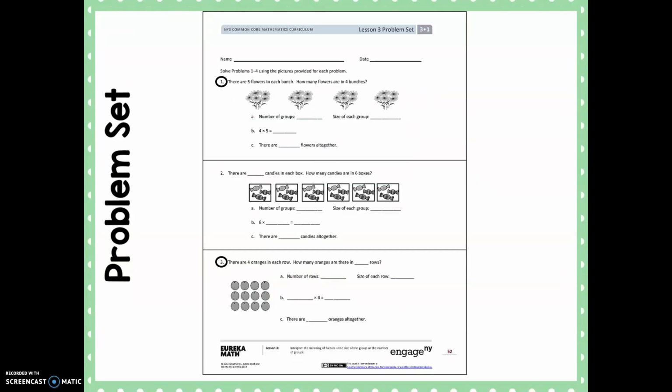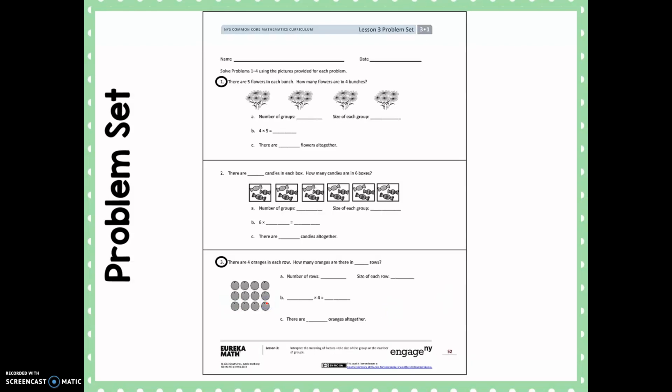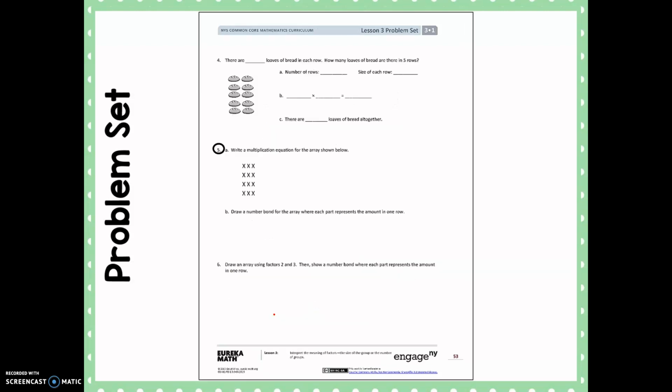Okay, so now we're going to have our problem set problems, which are on Seesaw, and you are going to be working through number 1, number 3, and number 5. Okay, so the first two, they'll show you pictures and ask you for the number of each group and the size of each group. And then you're going to solve, so you're going to need to fill in the blanks. And then on number 5, you're looking at this array here, and you're going to be writing a multiplication equation for the array. Then you're going to practice your number bond. Okay, so you're doing both A and B on number 5.